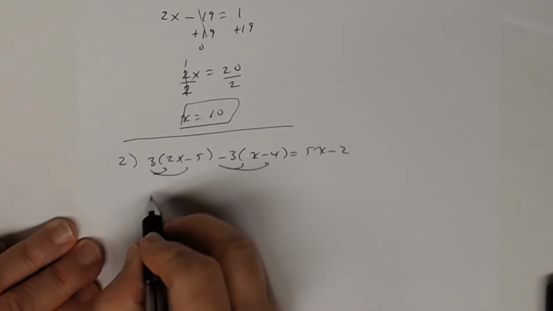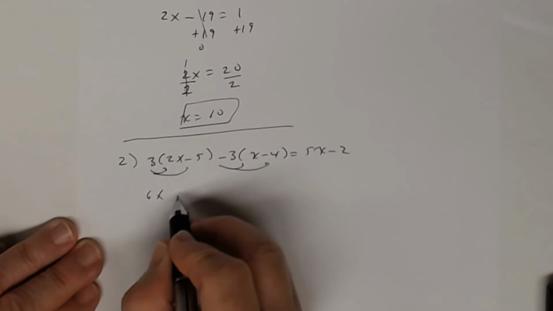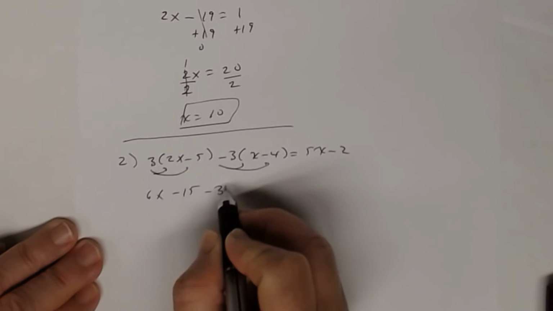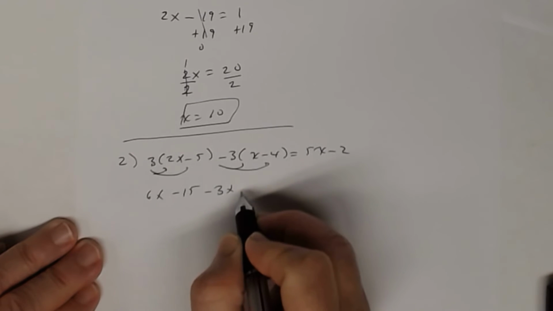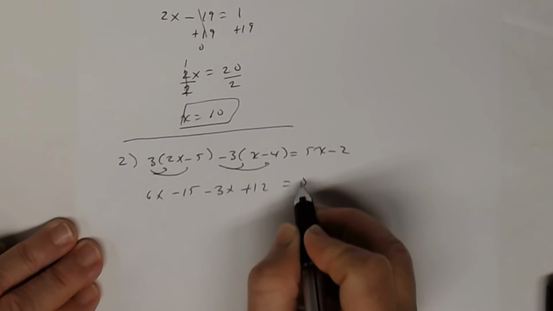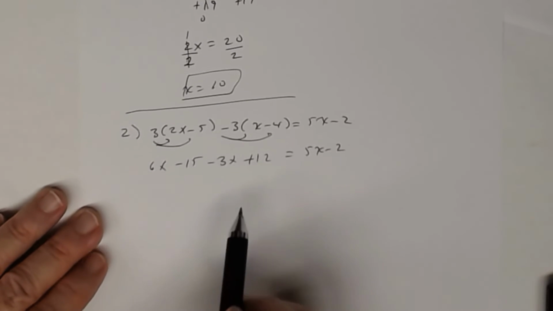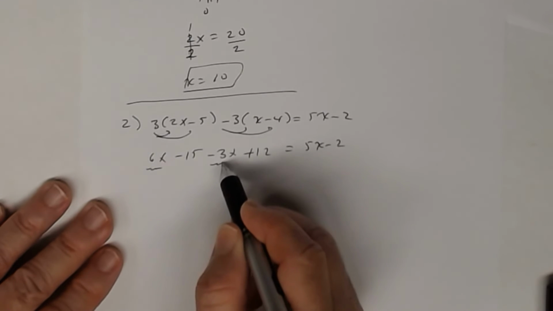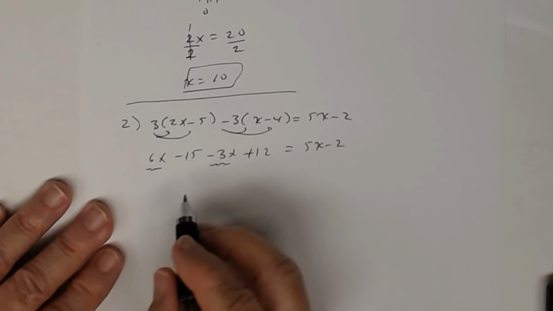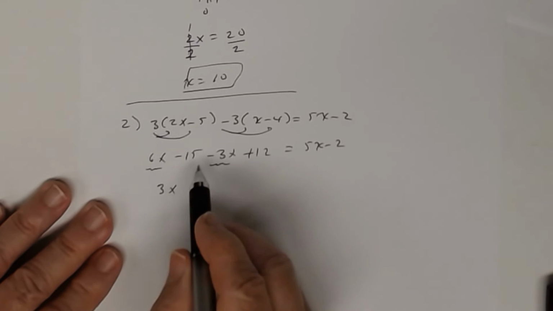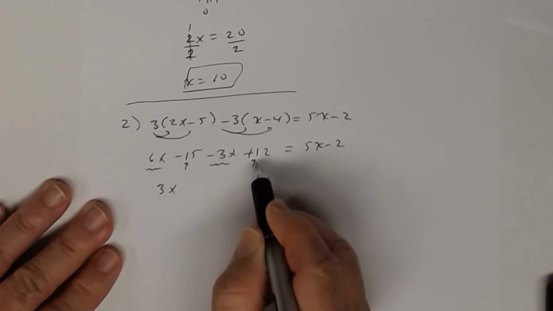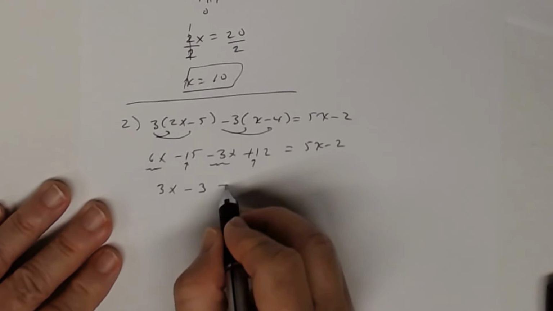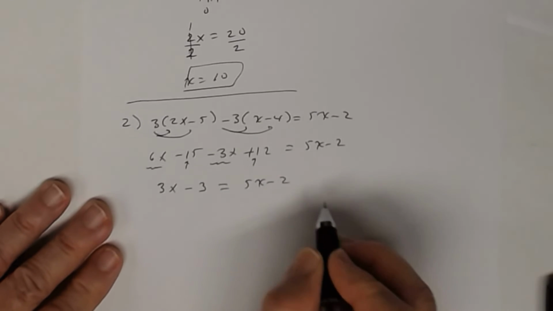So 3 times 2x is 6x, 3 times a negative 5 is a negative 15, negative 3 times x is a negative 3x, and a negative 3 times a negative 4 is a positive 12, equals 5x minus 2. Combining like terms on the left-hand side, 6x and a negative 3x is 3x. A negative 15 and a positive 12 is a negative 3, equals 5x minus 2.